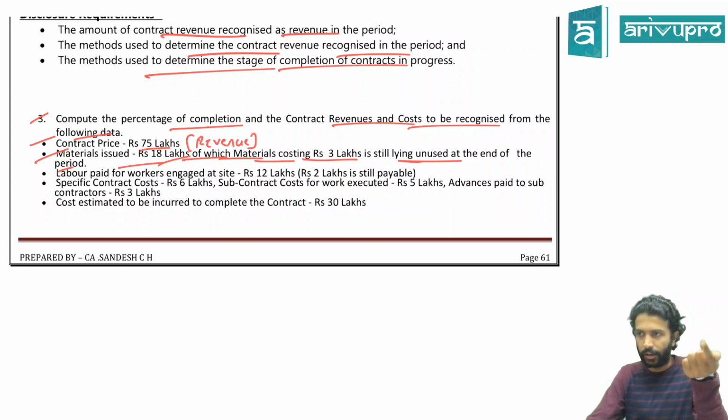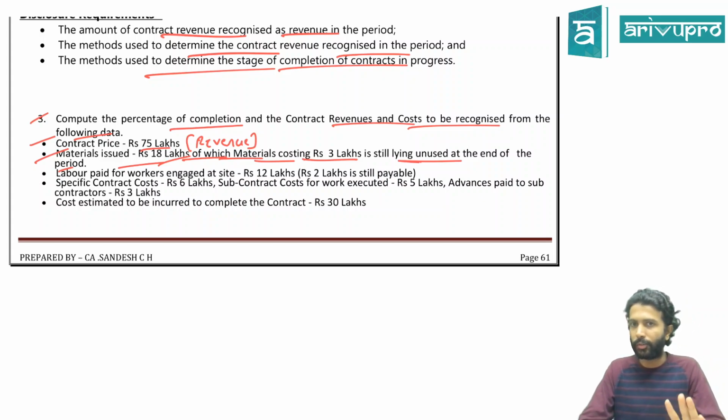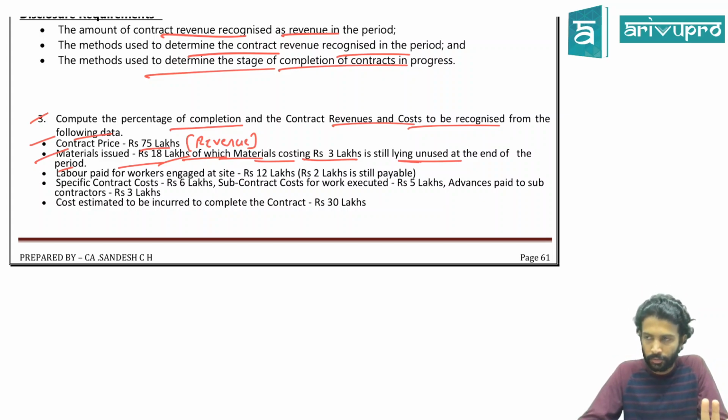How are you finding the percentage of completion? Cost incurred divided by total estimated cost into 100. Yes or no? All these are cost incurred. Now the question is, will you take 18 lakh or only 3 lakh or only 15 lakhs? 15. Why 15? Why not 18?